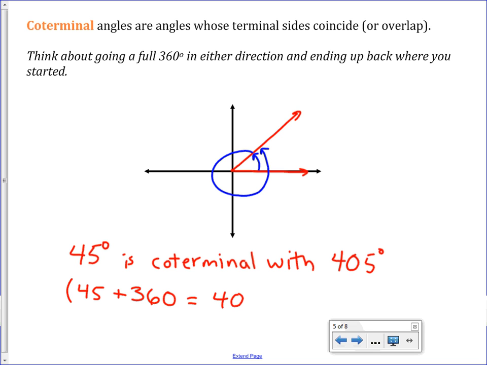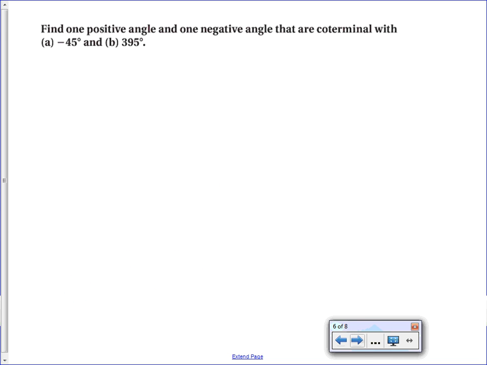Which is 405 degrees. And I could keep going even further, rotate it another 360. I would get a 765-degree angle, right? That would also be coterminal with 45. So there's an infinite number of coterminal angles. I could just keep spinning that terminal side 360 degrees around. I could even spin it 360 degrees around in a clockwise direction and get a negative angle that's coterminal with it. So let's talk about calculating these coterminal angles.